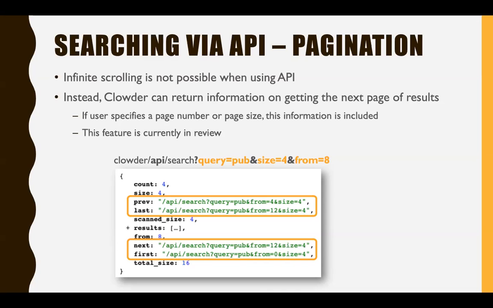There's also some information about how many records were searched, so that you can use that for different purposes, including the total number of results that you're going to get at the end of the day. The API is generally very powerful, and if you need automated scraping of Clowder, automated reading of the records, the API is generally the recommended way to do that.